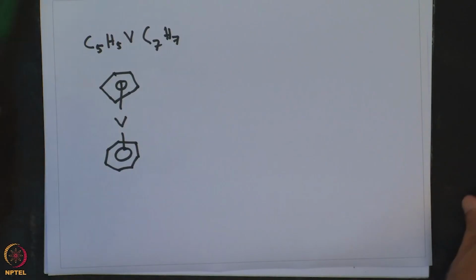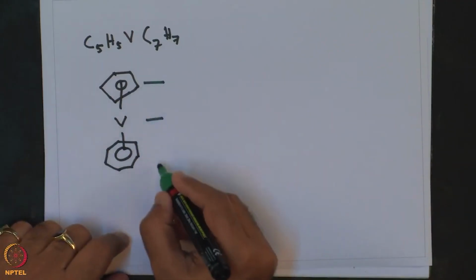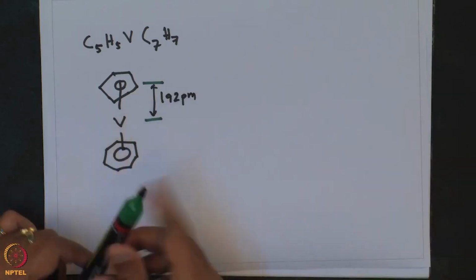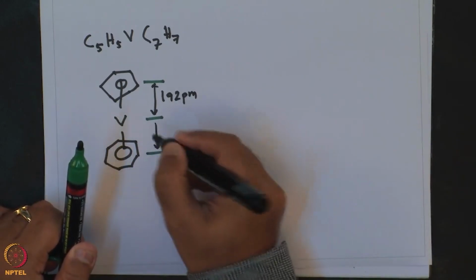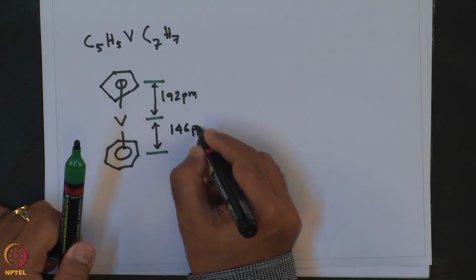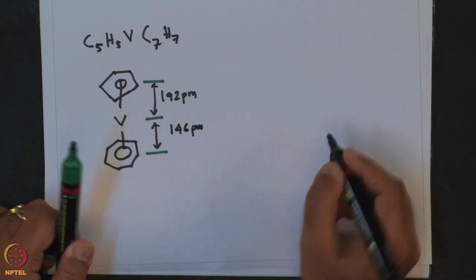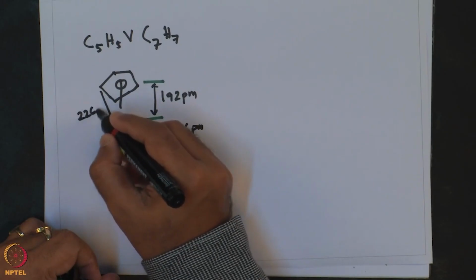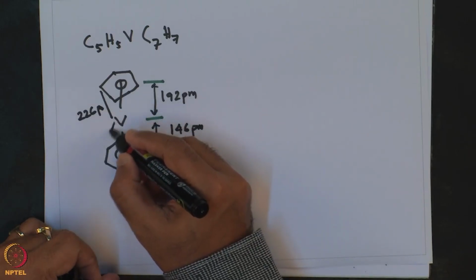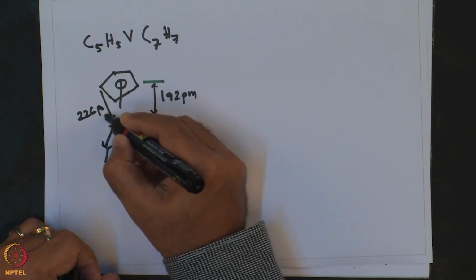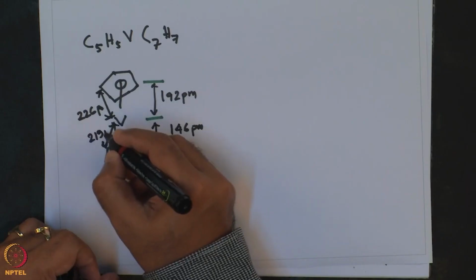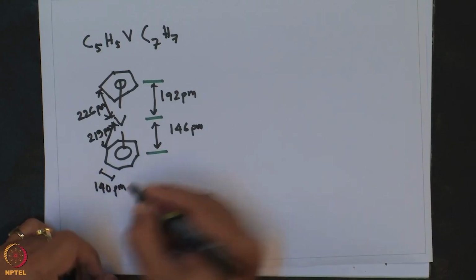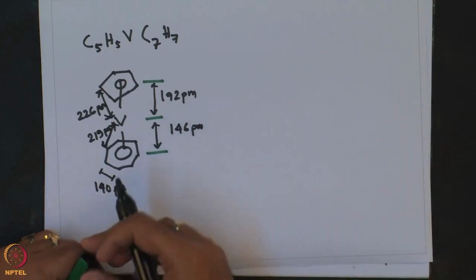So, this distance between Cp and vanadium is 192 picometer, whereas vanadium to C7H7 is much shorter, at 146 picometer, and the vanadium to one of the peripheral carbons is about 226 picometer, and vanadium to another peripheral carbon is about 219 picometer, and this carbon-carbon bond is about 140 picometer. So, here we have a vanadium complex of the type which is shown.